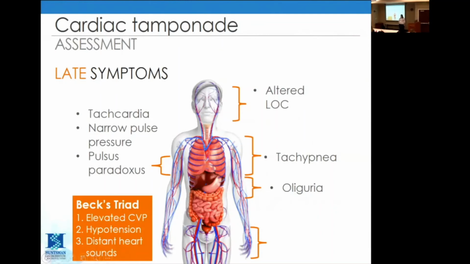A late sign: pulsus paradoxus. What does that mean? Do you guys know? This one is really hard and you're not going to get a whole lot of experience with it, because you see it mostly with continuous blood pressure monitoring, like an art line. However, you can see it with a cuff pressure if you know what you're looking for. So I have my blood pressure, right? And that's being regulated by the squeeze of my heart. Good? What happens if I take a nice deep breath in?